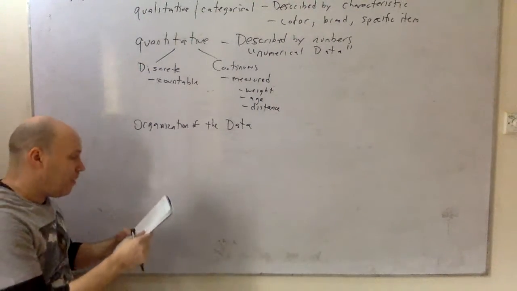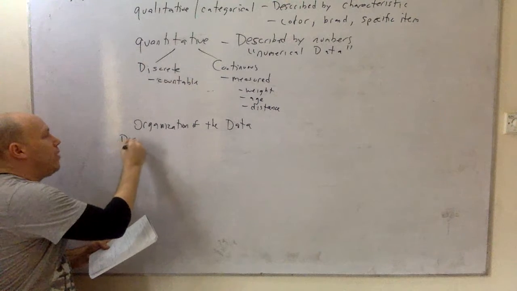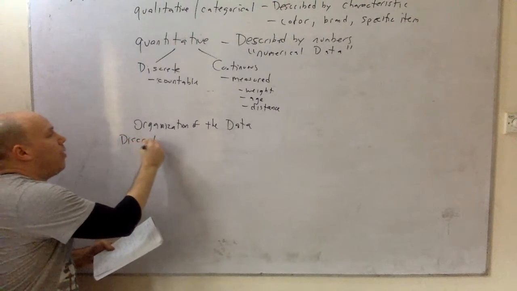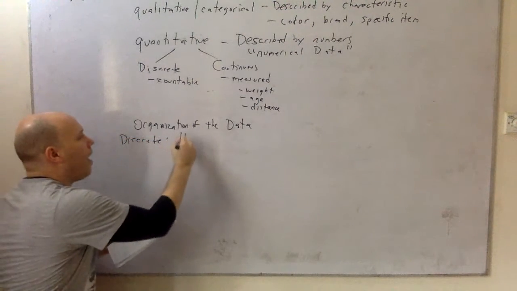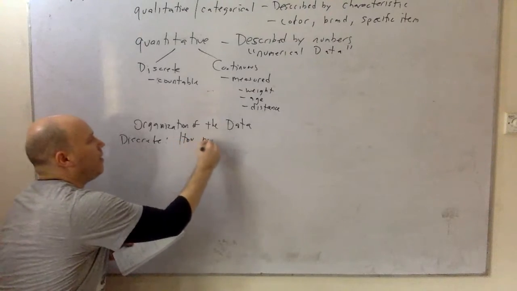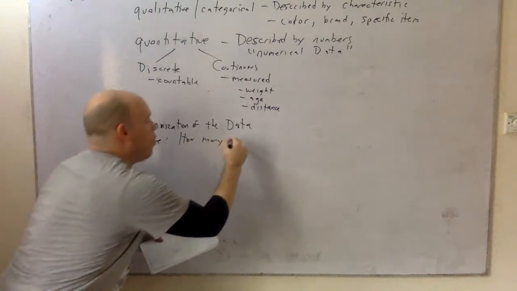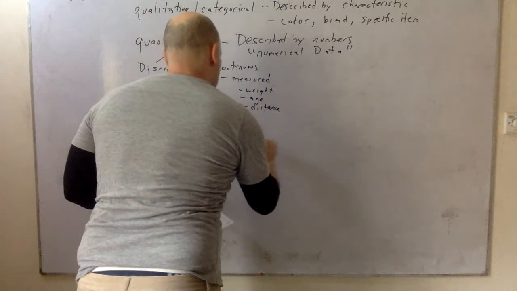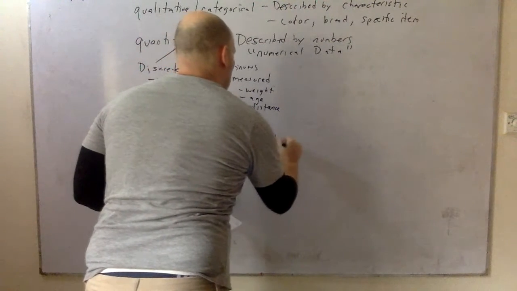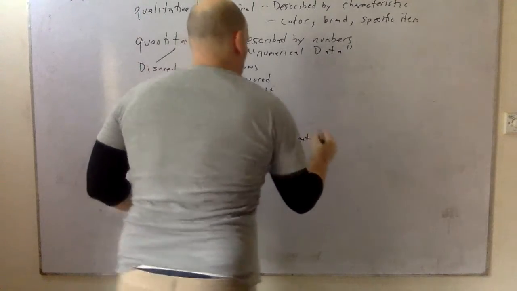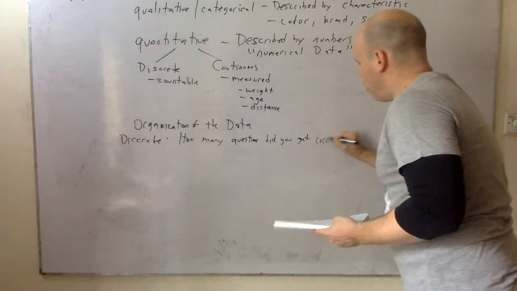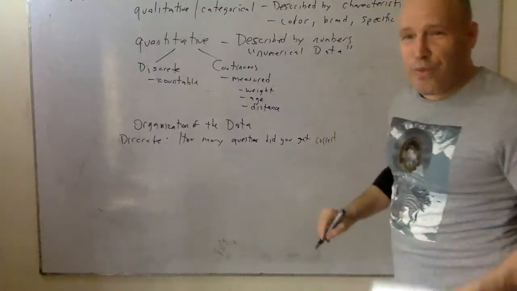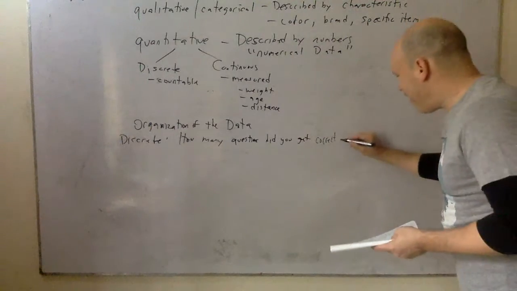So let's say you're a teacher. So one thing we're going to talk about is discrete. And the question is, how many questions did you get correct on the 3-question quiz?